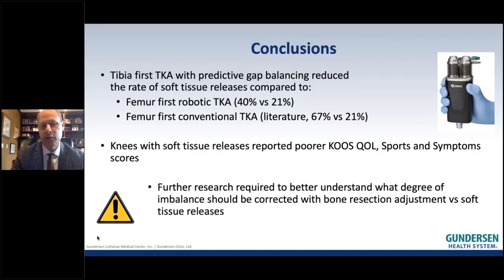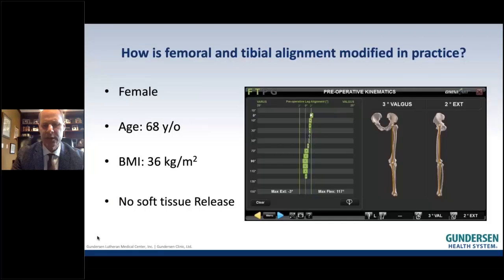With the caveat that we need to look at this more thoroughly, the degree of imbalance that needs to be corrected with bony resection versus soft tissue releases still needs to be defined, but it is ongoing. So I want to finish up with a couple of case studies. This first one is a 68-year-old woman with a BMI of 36, and she has a mild valgus knee with no soft tissue releases performed here. So you can see she's got about 3 degrees of valgus.